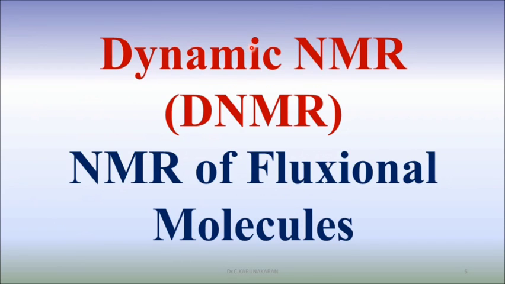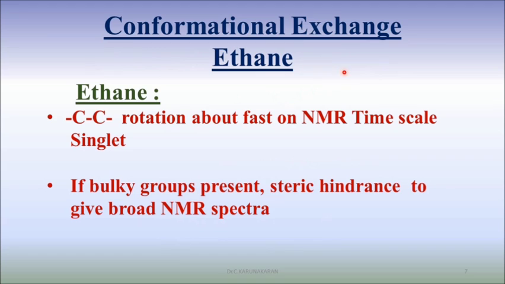We will further study dynamic NMR, temperature dependent NMR, NMR of fluxional molecules. In the case of ethane, there are two methyl groups. The six methyl protons are equivalent because of C-C single bond rotation. It is very fast compared to the NMR time scale. Therefore, it appears as a singlet.